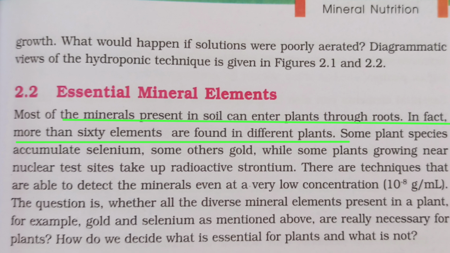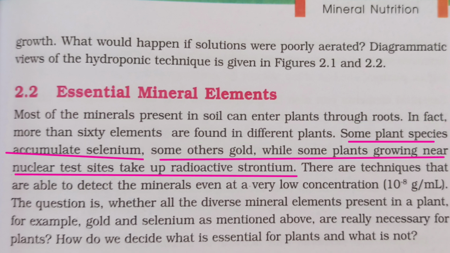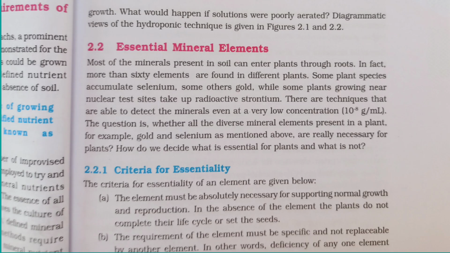The minerals present in the soil can enter plants through roots. In fact, more than 60 elements are found in different plants. Some plant species accumulate selenium and gold, and some accumulate radioactive strontium.